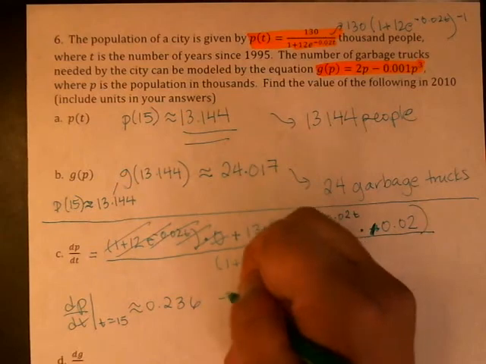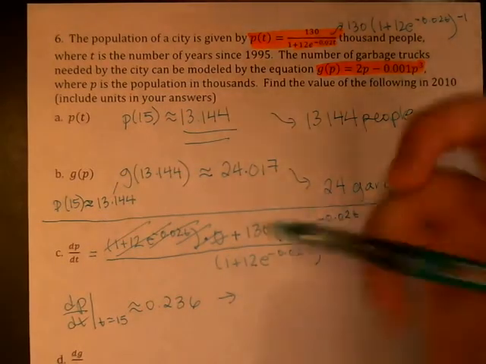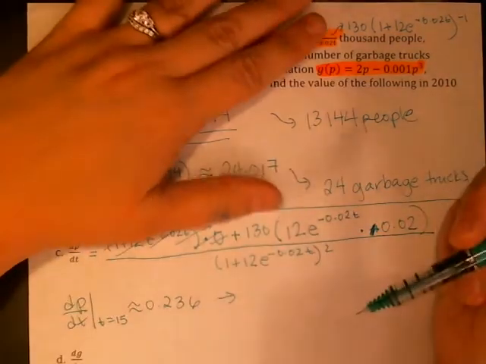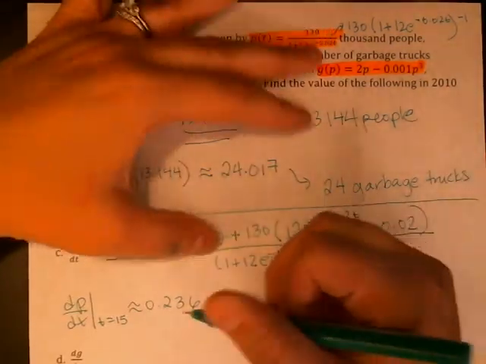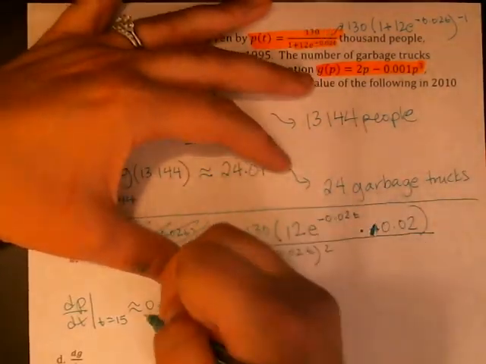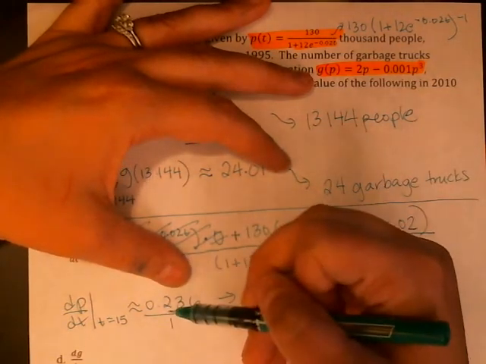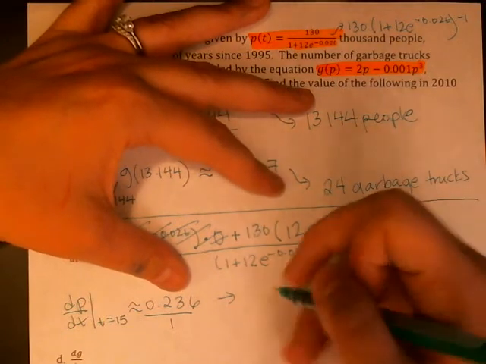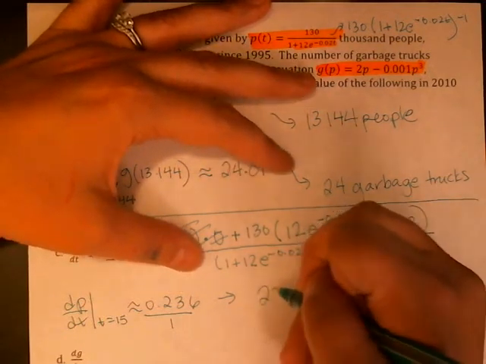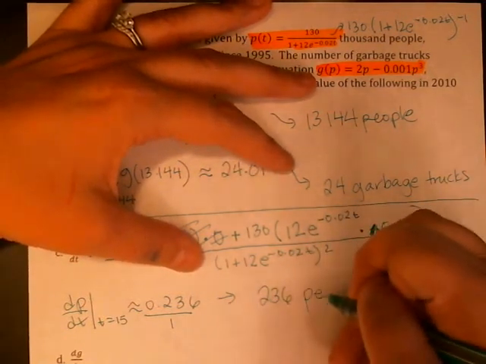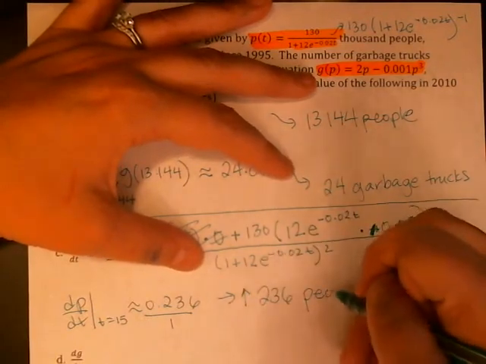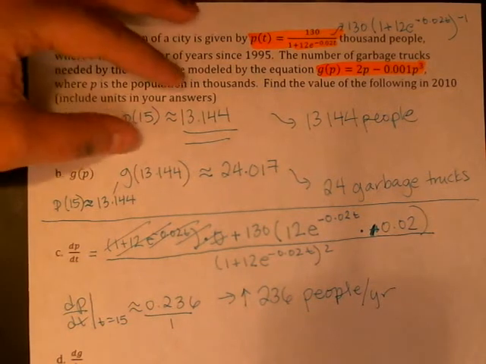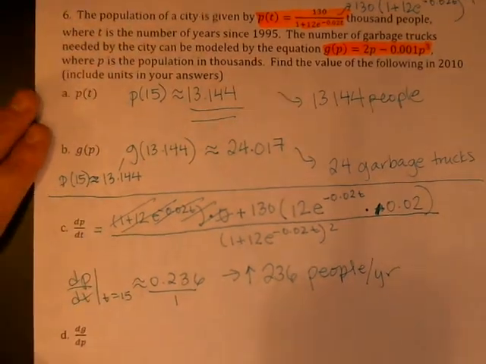If we want to talk about what that means, that's a slope, change in P over change in t, change in population over change in time. So population increases by 0.236 thousand every year. 0.236 thousand is 236, so it's increased by 236 people per year. It didn't ask for the interpretation, but I want to make sure we're keeping track of that.